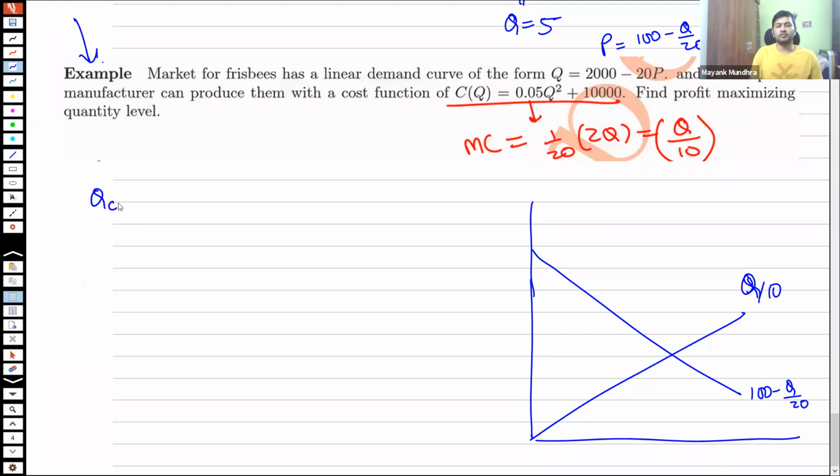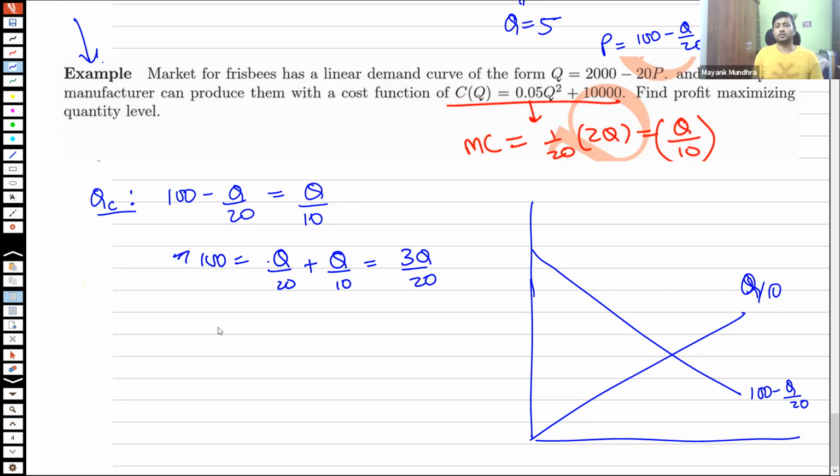So the quantity of perfect competition would be given by marginal cost equal to the demand. So 100 minus Q by 20 is price, and price must be equal to marginal cost Q by 10. So this implies that 100 must be equal to Q by 20 plus Q by 10. So that is 3Q by 20. So the quantity of perfect competition must be equal to 2000 by 3.